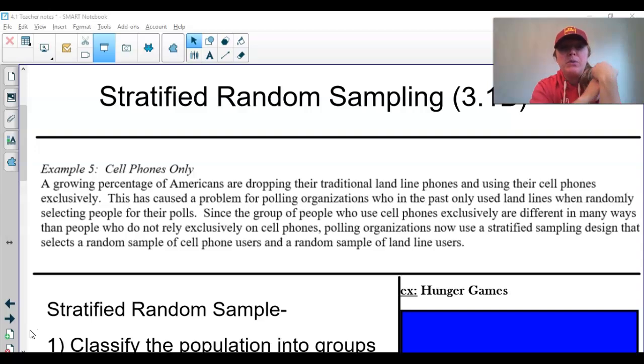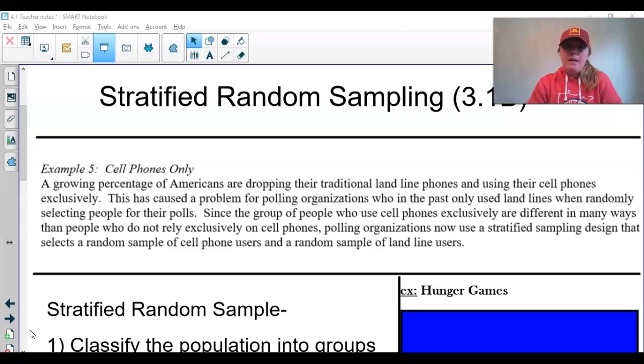Example 5 here: a growing percentage of Americans are dropping their traditional landline phones and using their cell phones exclusively. This has caused a problem for polling organizations who in the past have only used landlines when randomly selecting people for their polls. Since the group of people who use cell phones exclusively are different in many ways than people who do not rely exclusively on cell phones, polling organizations now use a stratified sampling design that selects a random sample of cell phone users and a random sample of landline users. Okay, what is a stratified random sample?